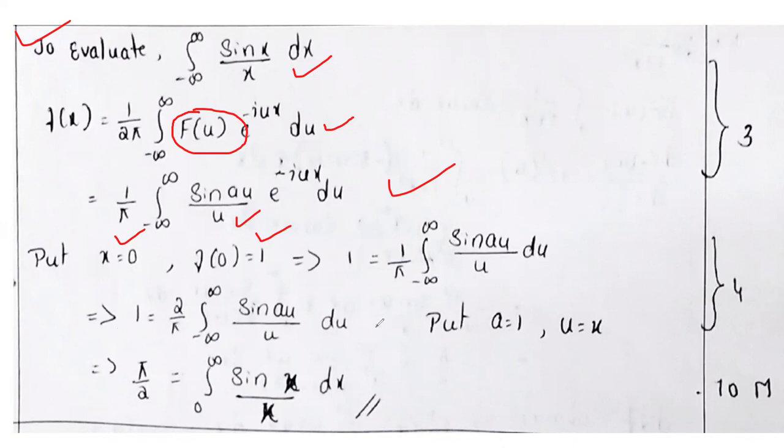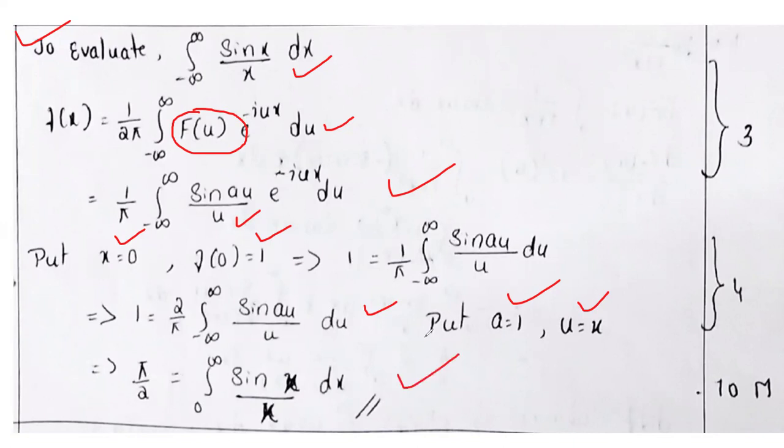Ultimately, you will get 1 is equal to 2 by pi times the integral from minus infinity to infinity of sin(au) by u du. So put a is equal to 1. Then u is equal to x. Ultimately, you will get pi by 2 is equal to the integral from 0 to infinity of sin x by x dx.